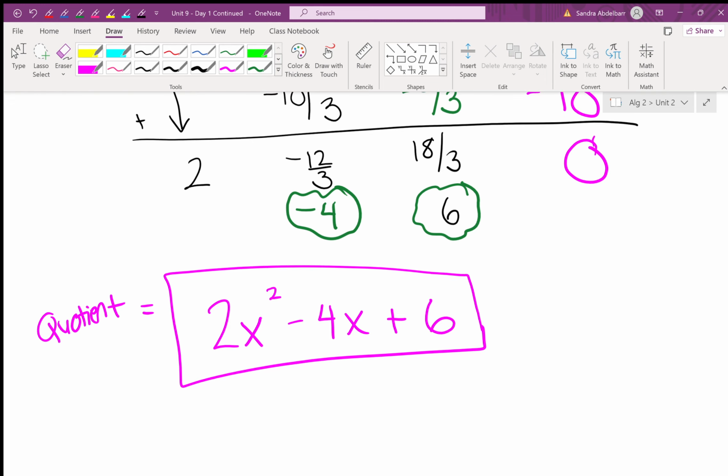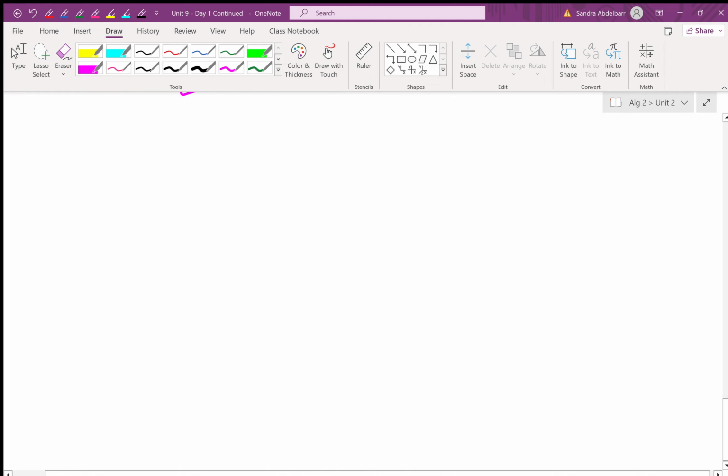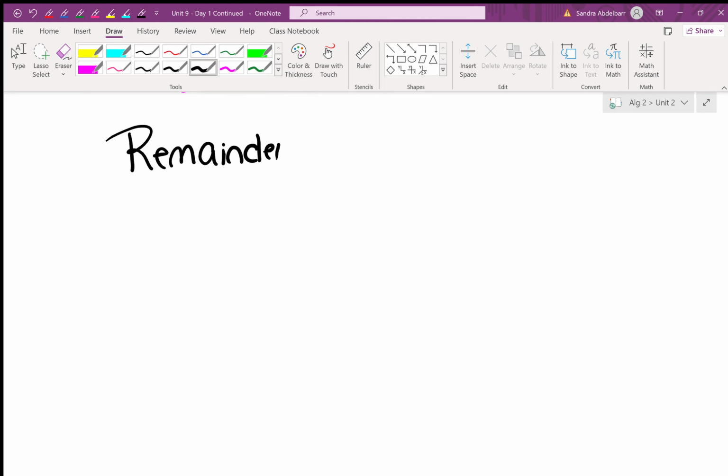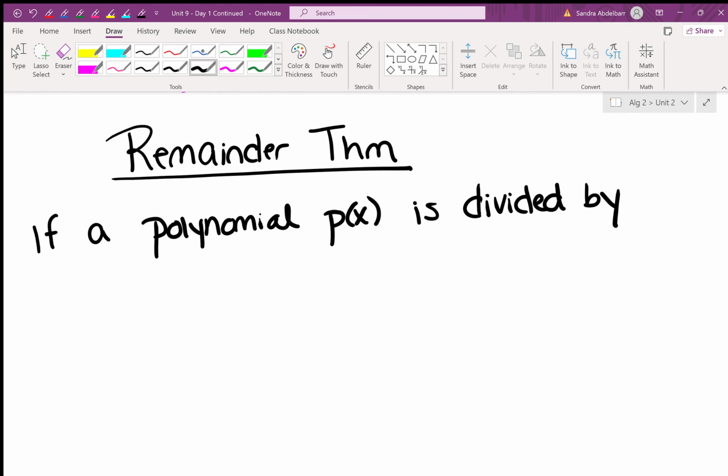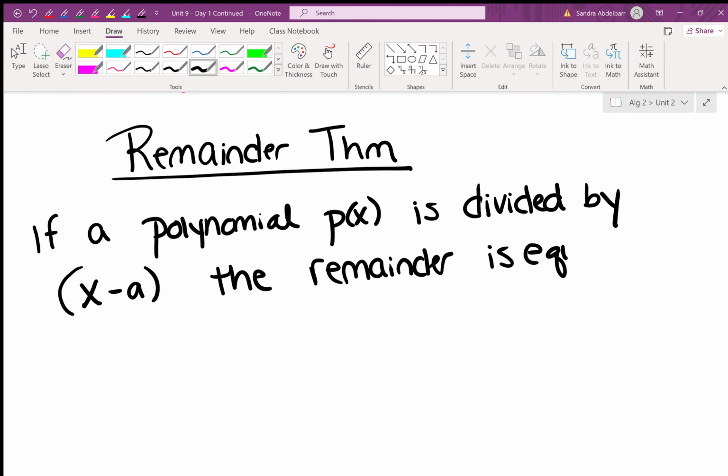All right, so now we're going to talk about the remainder theorem. All right, I'll write it out and then I'll explain to you. If a polynomial p of x is divided by x minus a, the remainder is equal to p of a. Write it down and then I'll explain to you what this means.